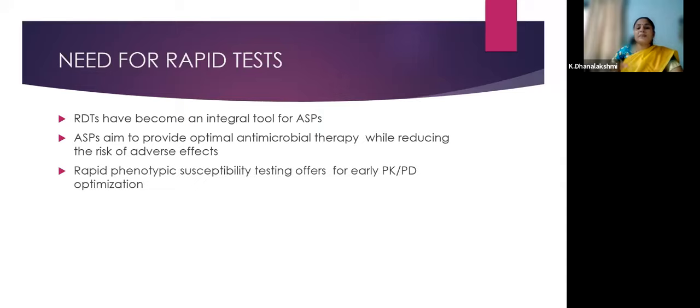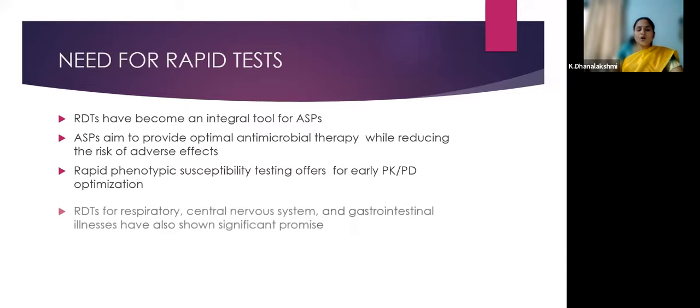Rapid phenotypic susceptibility testing helps with early PK/PD, pharmacokinetic and pharmacodynamic, optimization. Here you take the example of GeneXpert. Apart from diagnosing tuberculosis, MTB detected, we get another important result: whether it is rifampicin sensitive or rifampicin resistant. If it is rifampicin sensitive, we can start first line ATT straight away. If it is rifampicin resistant, then we proceed to the next step accordingly. So it helps in optimizing PK/PD principles.